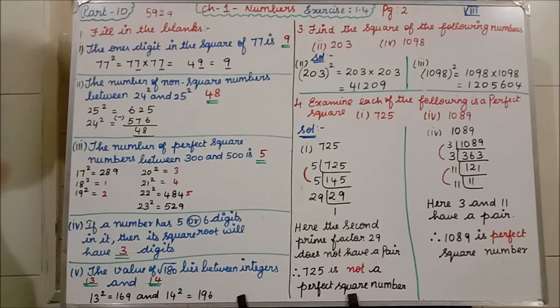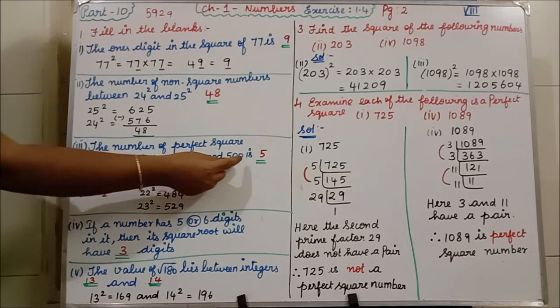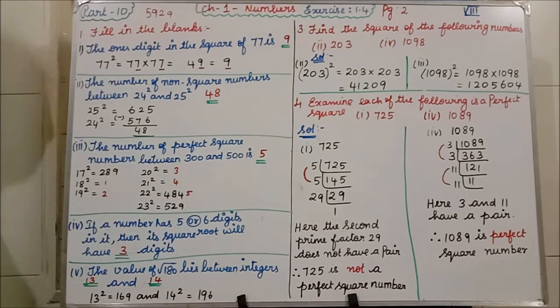49 is what square number? 7. So these numbers are perfect square numbers, but they are asking in between 300 and 500. As I told you already in the introduction itself, you have to know the squares from 1 to 30. Only then can you solve this type of 1 mark question very easily.